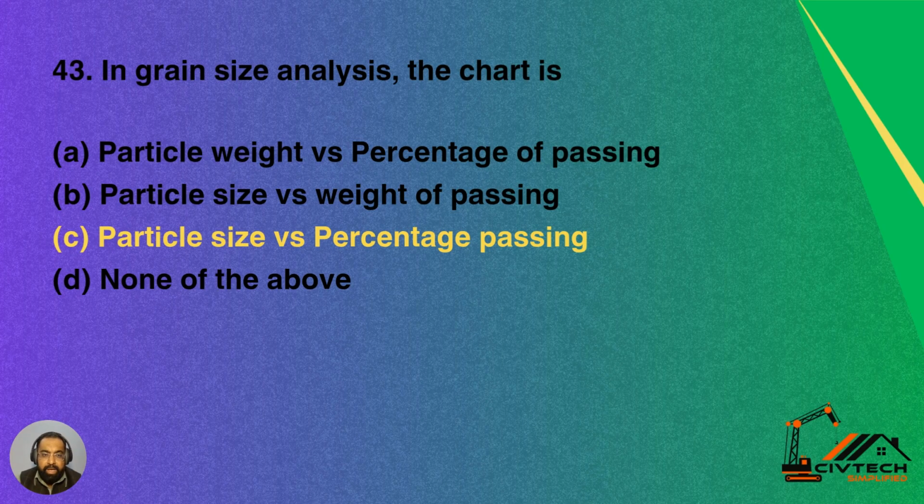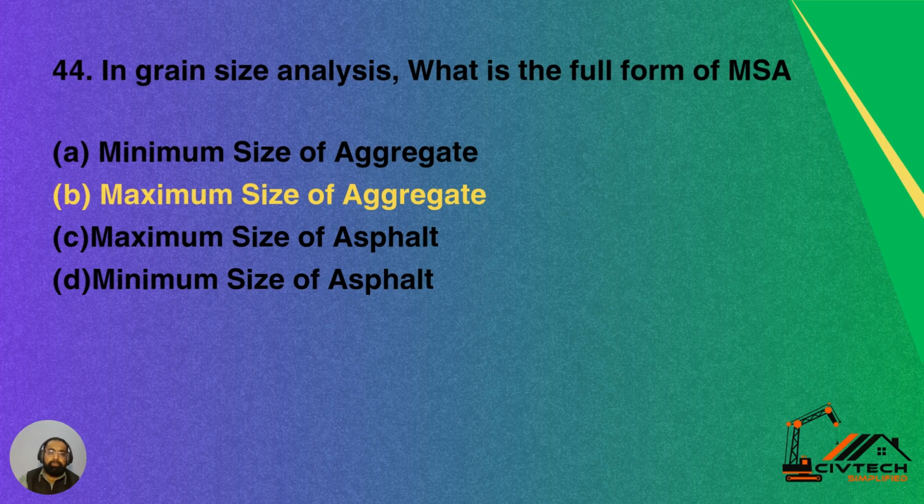Question number 43. In grain size analysis, the chart is: option A, particle size versus percentage of passing; option B, particle size versus weight of passing; option C, particle size versus percentage passing; option D, none of the above. So C is the correct answer. In grain size analysis, the chart is particle size versus percentage passing.